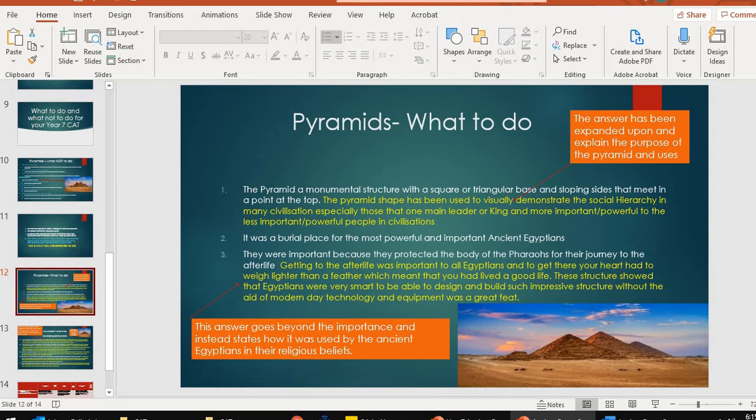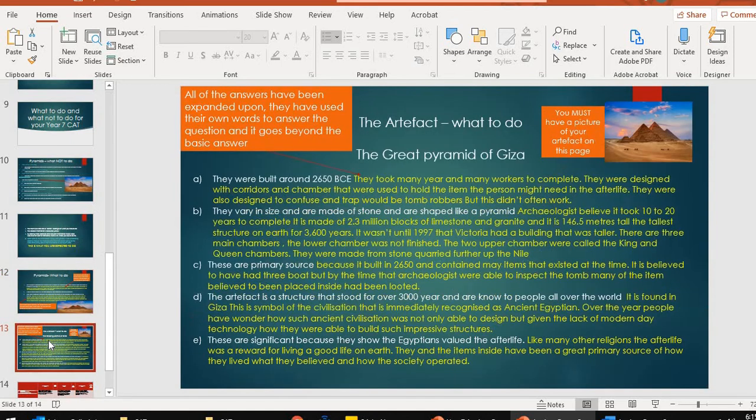So, for the first 3 questions, you'll notice that this was what was originally written, and then the yellow is what has been added to. Same with this one here. They've gone beyond why it was important, and they've added additional information. And this is what you should be doing with all your answers.